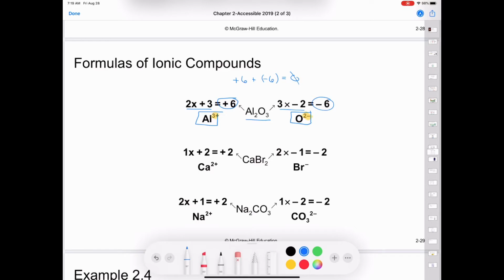Let's take a look at another example. Let's say we tried the same thing if we wanted to make a compound with calcium and bromine.